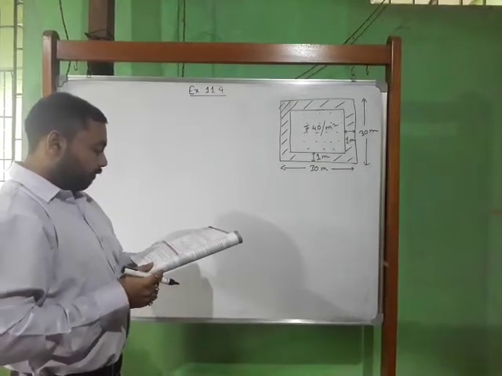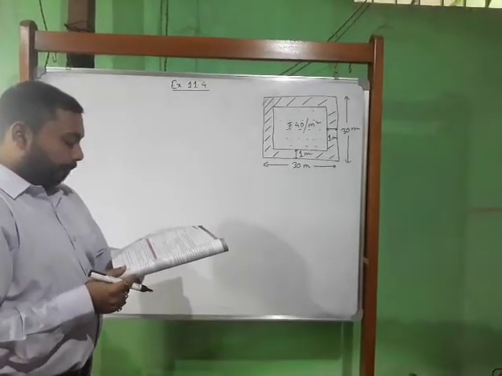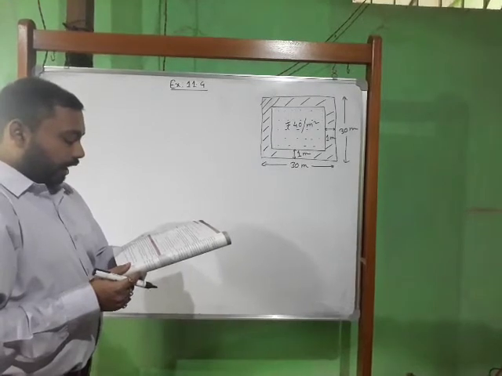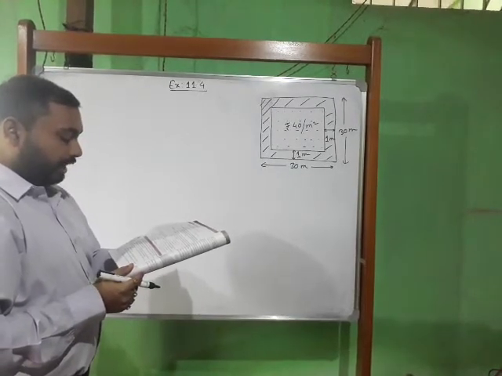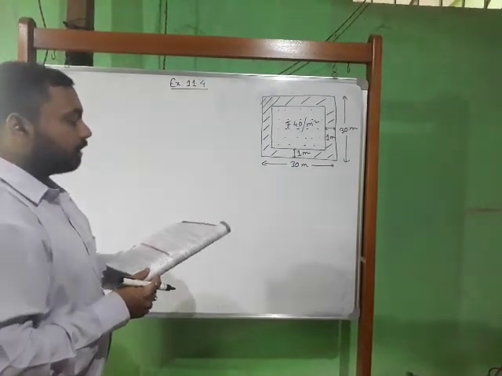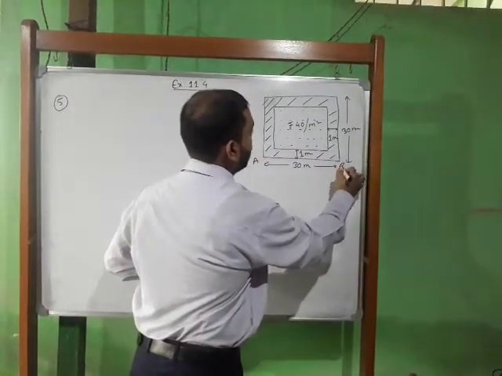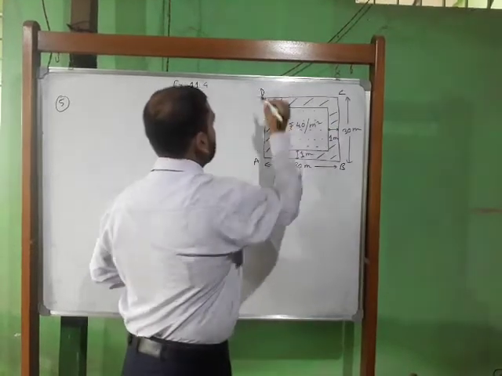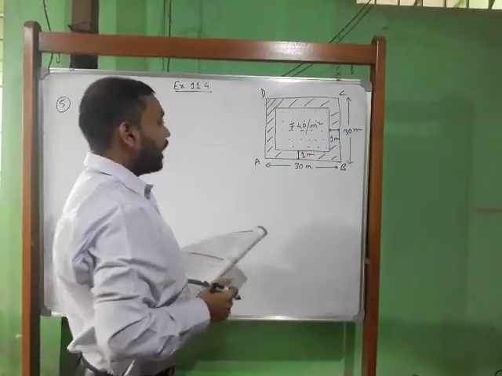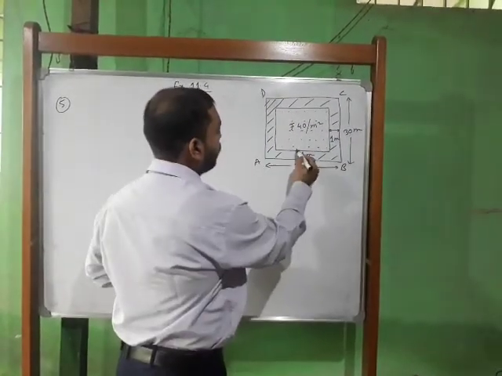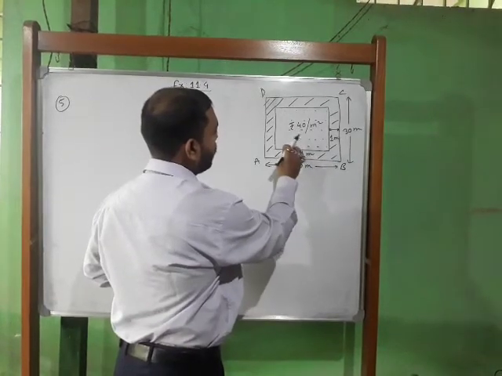So now let us move to question number 5. A path of 1 meter wide is built along the border and inside a square garden of side 30 meters. So this is a square garden. Let us give a name, ABCD is a square garden. And a path of 1 meter wide, so this is the path.